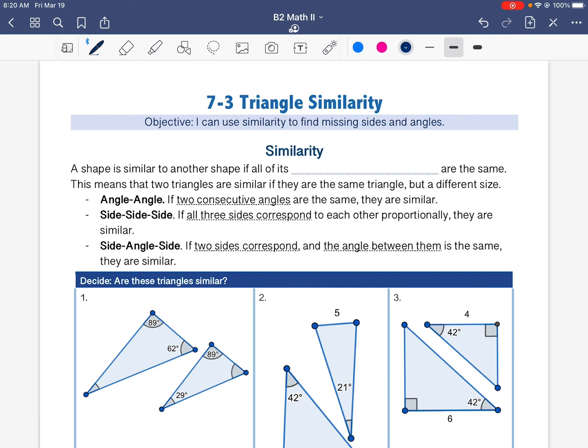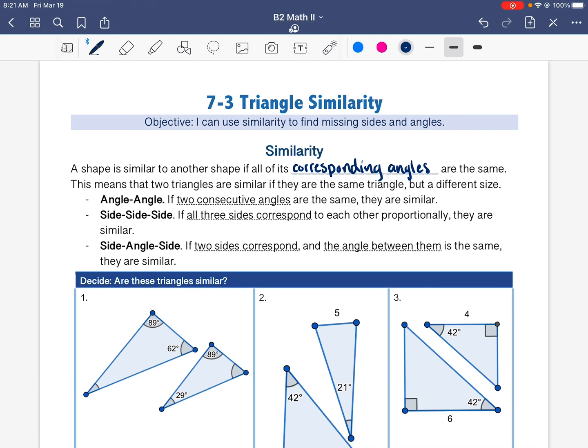All right, this is 7-3, Triangle Similarity. So a shape is similar to another shape if all of its corresponding angles are the same. That just means that two triangles are similar if they're the same triangle but a different size. That's probably the most useful piece of information there: if we're wondering if two triangles are similar, we just have to check if they're the same triangle, just scaled up or down by a certain amount.